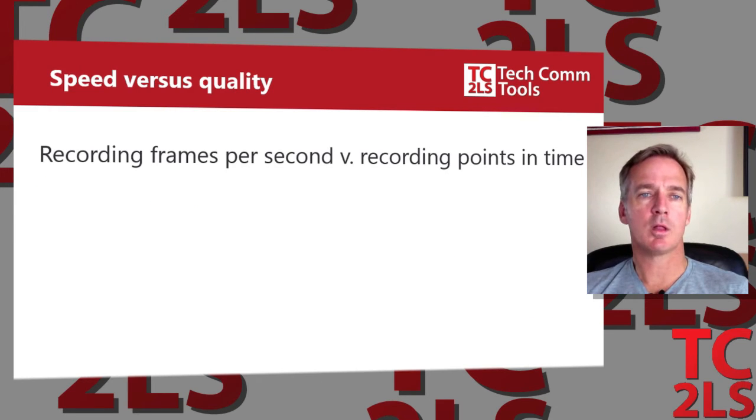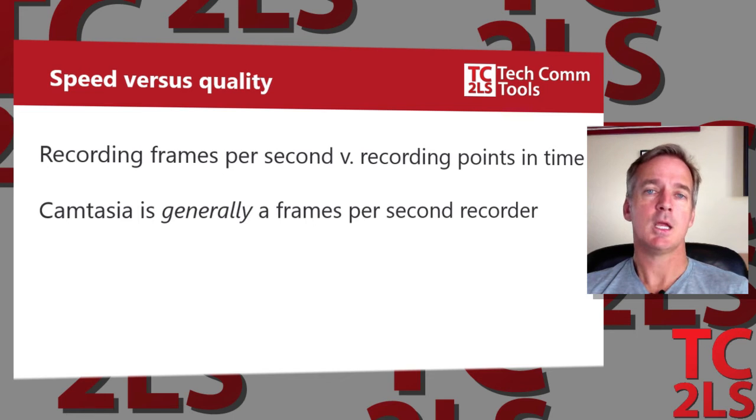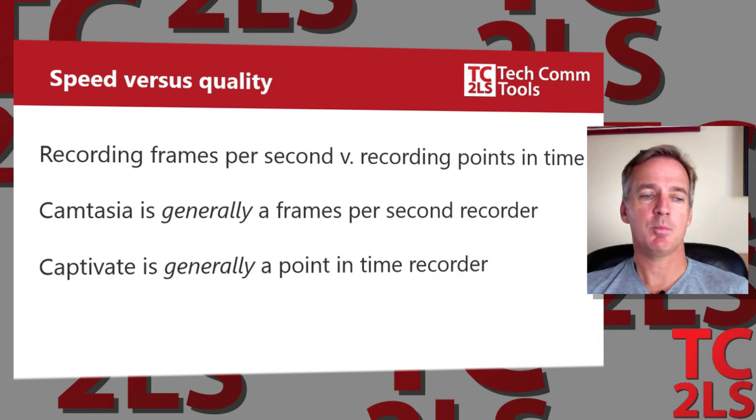Now, speed versus quality goes a little bit to the software that you've purchased, but you've got two main types of software that you could use for creating screencasts. Something like Camtasia is pretty reasonably priced, pretty easy to use, and generally records in frames per second. Captivate, on the other hand, is generally a little bit more expensive, and it will, generally speaking, capture moments in time and then allow you to develop things over the top of that.